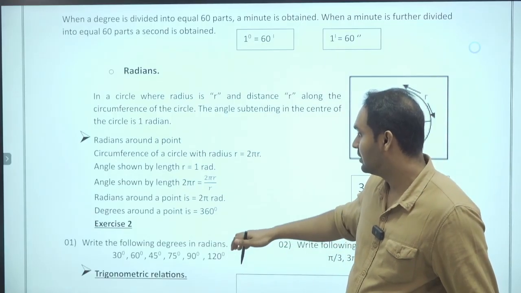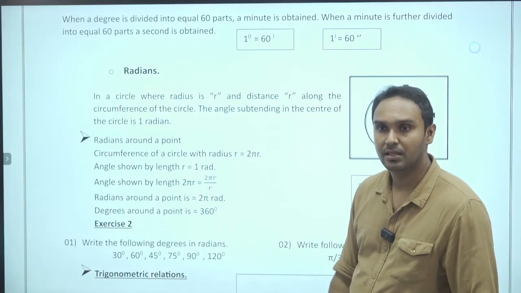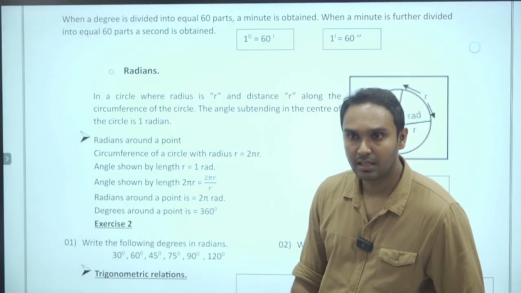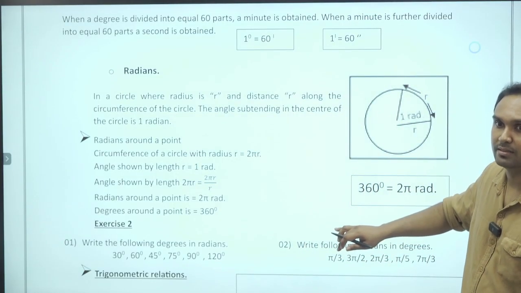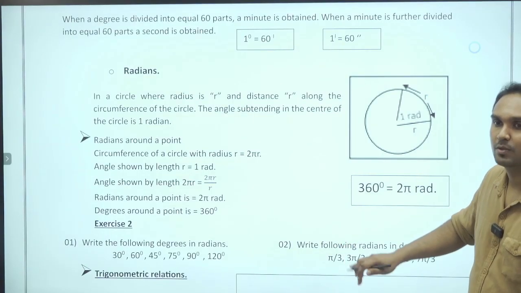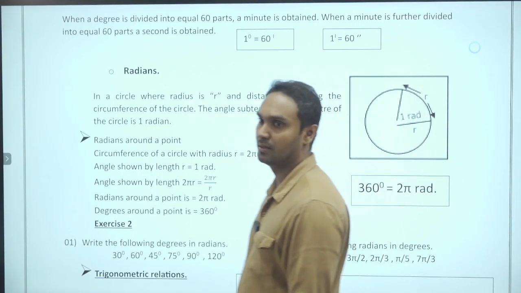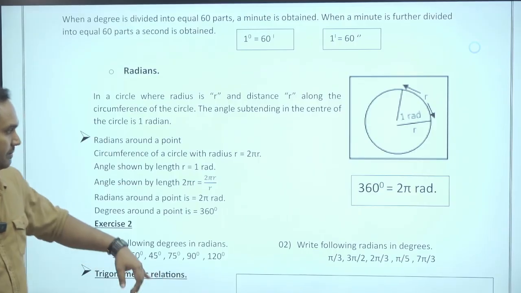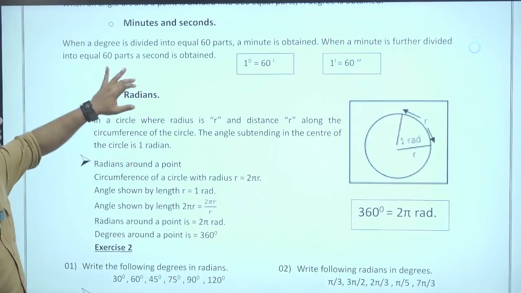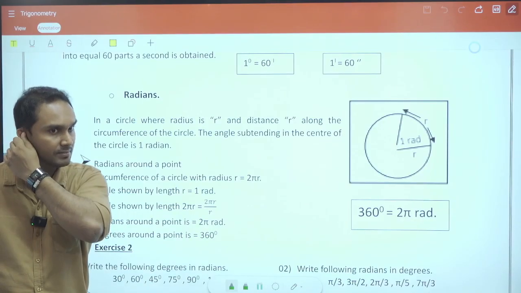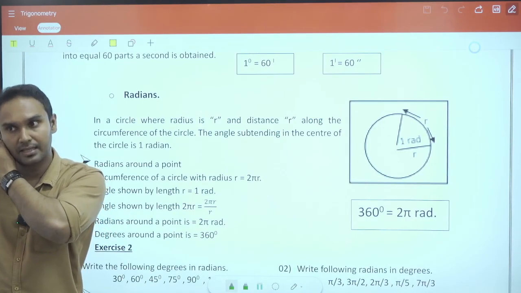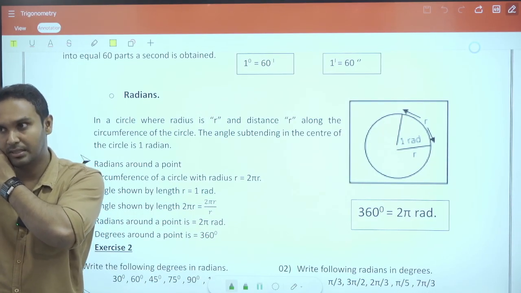So degrees around a point is how much? 360 degrees, right? So 360 degrees is how many radians? 2 pi radians. Understood it? Did the new people understand it? Yeah. Because we discussed it earlier as well. The S over R ratio, we discussed it earlier as well.